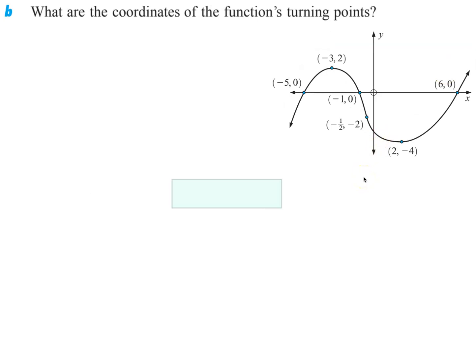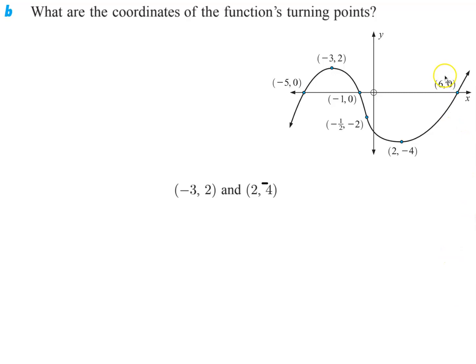Now, where are the turning points on this graph? Well, a turning point basically means you're going up, then you come to a point there, and then you start to go down. So your direction has changed or turned. So that's your first turning point, (-3, 2). And here you're going down, you get to this point, and then you start to go up. So that's the coordinates of the second turning point, (2, -4).